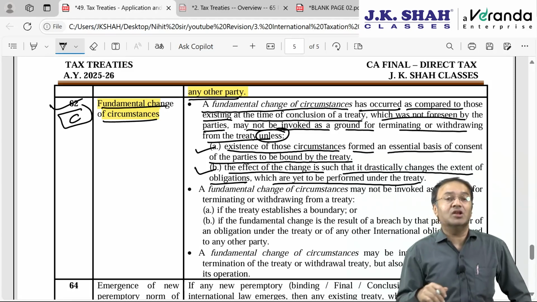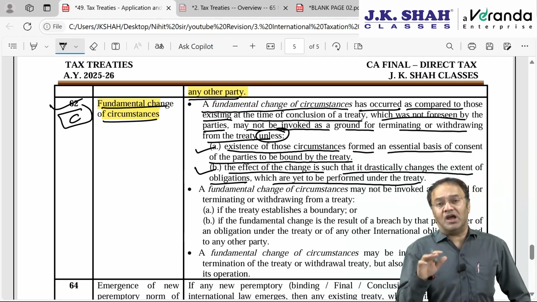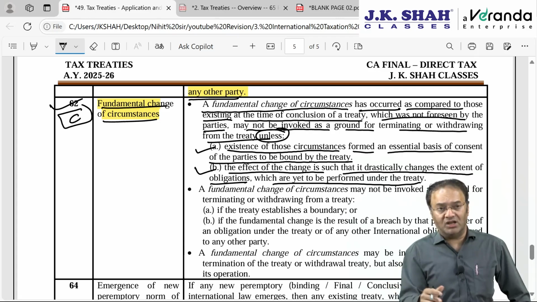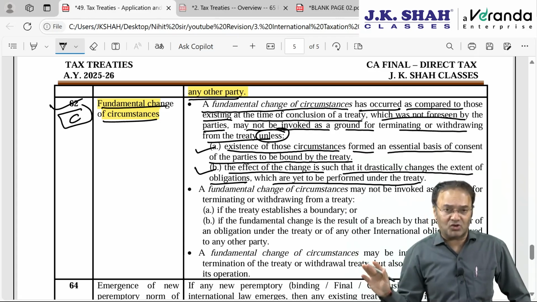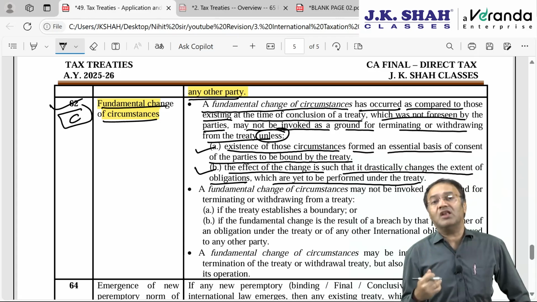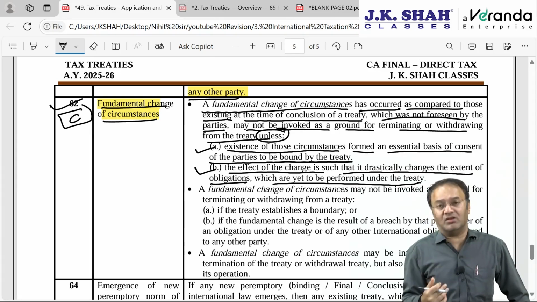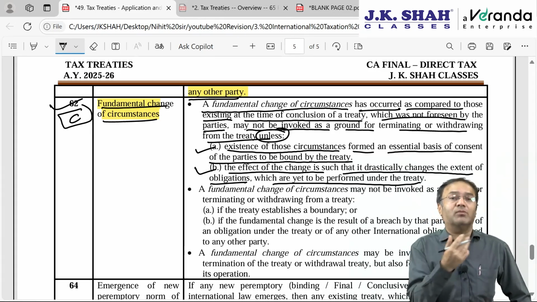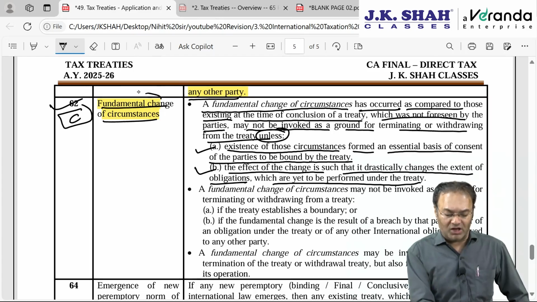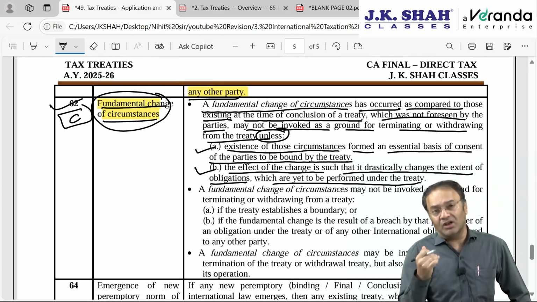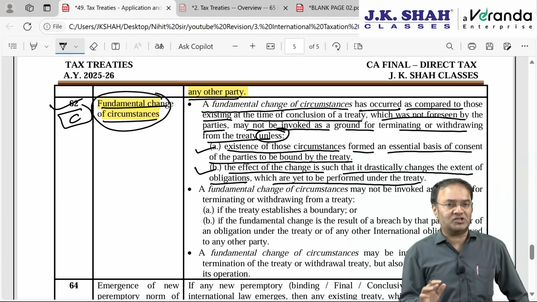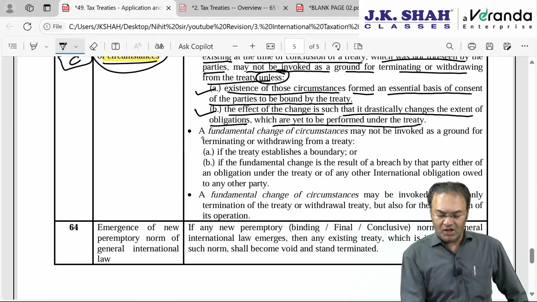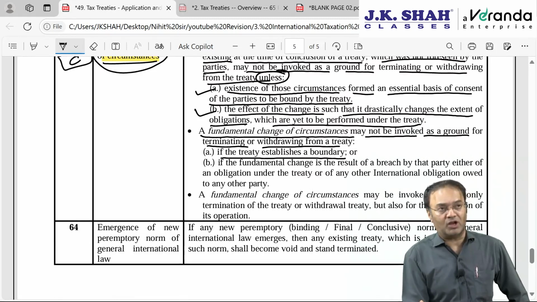It's an example. Or maybe there is a natural calamity, Iran gets destroyed, or entire Iran is attacked by some other country, Israel attacks Iran and Iran is destroyed. Then in such a situation, Iran will not be able to supply to us as per the committed quantity. We will not be able to supply to USA. That can be called a fundamental change of circumstances. We can terminate our treaty with USA without facing any legal consequences. A fundamental change of circumstances may not be invoked as a ground for terminating or withdrawing if the treaty establishes a boundary.